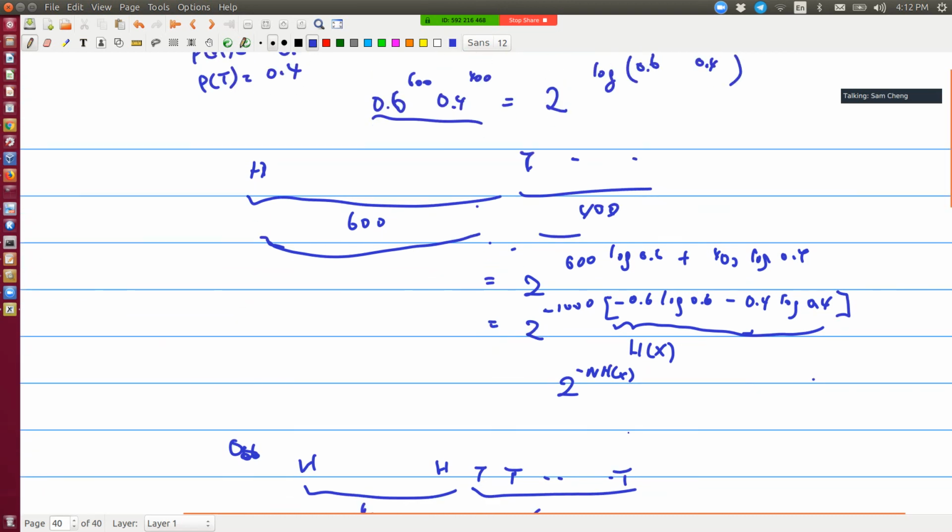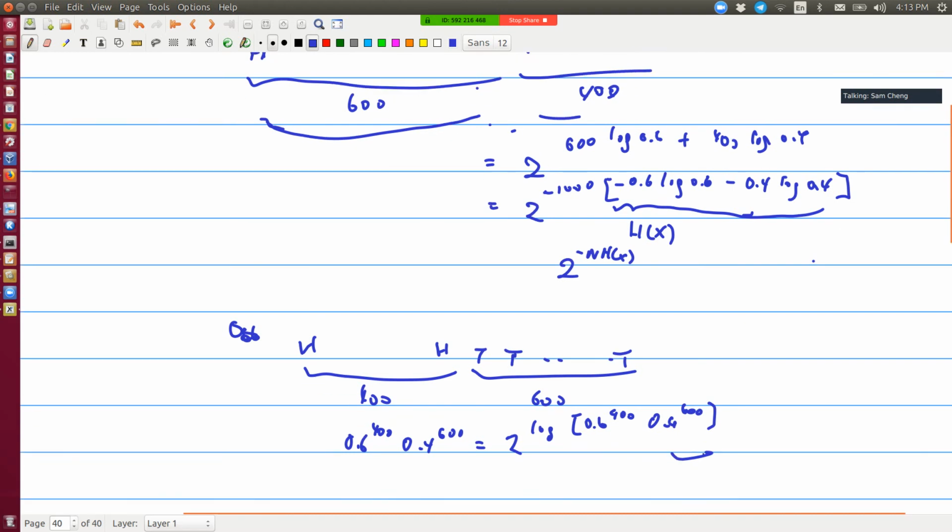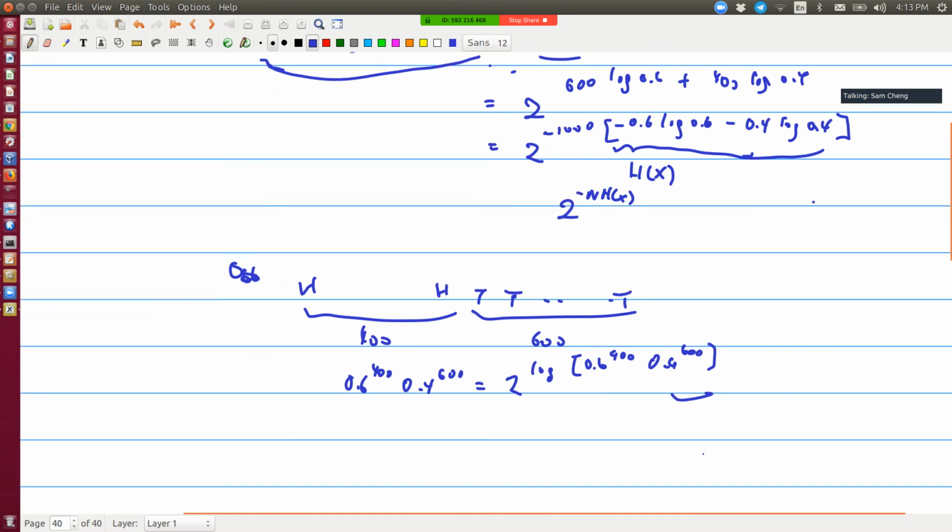In terms of probability, it's also very simple, right? This one is just 0.6 to the 400 times 0.4 to the 600, right? And I can do the same thing here. It's equal to 2 to the log of 0.6 to the 400 times 0.4 to the 600. Now I can write this as 2 to the 400 log 0.6 plus 600 log 0.4.